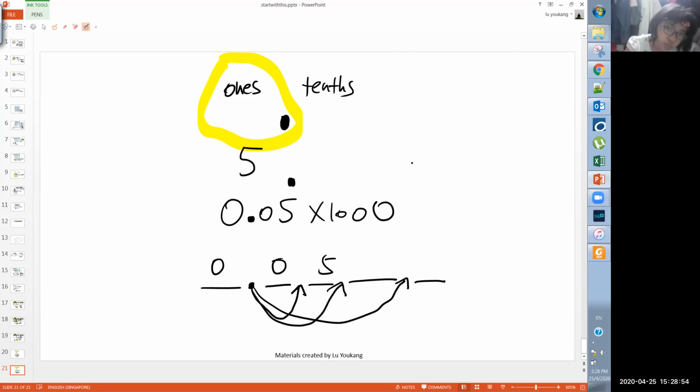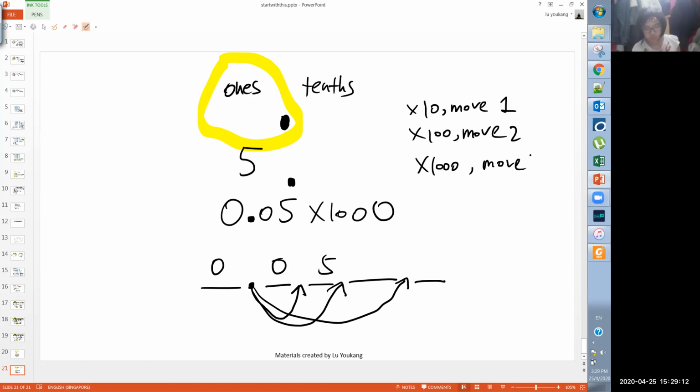Okay. Times 10, move 1. Times 100, move 2. Times 1000, move 3. Move to the right. So I times 1000 here. So this point is 1, 2, 3. So that means ultimately the point will be here.